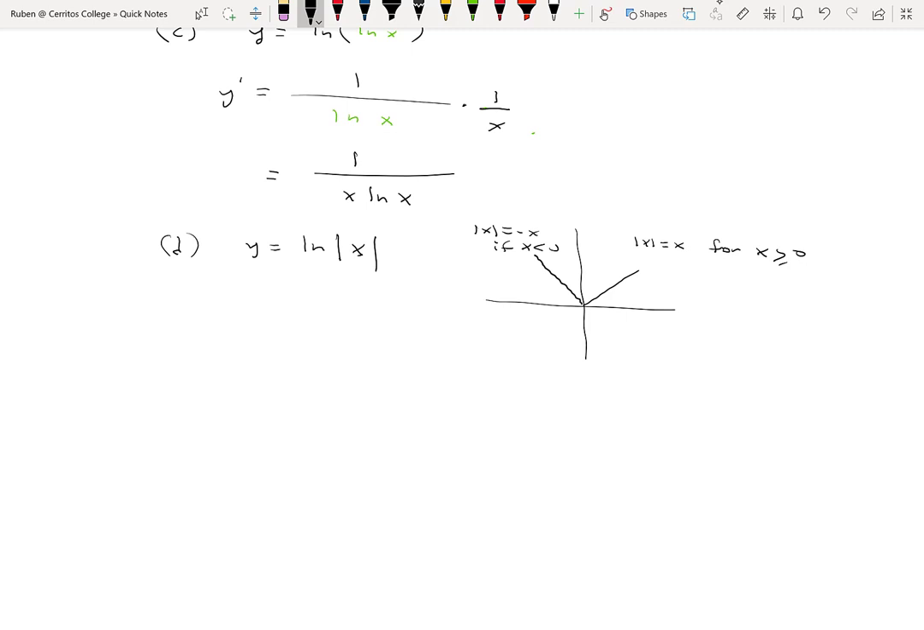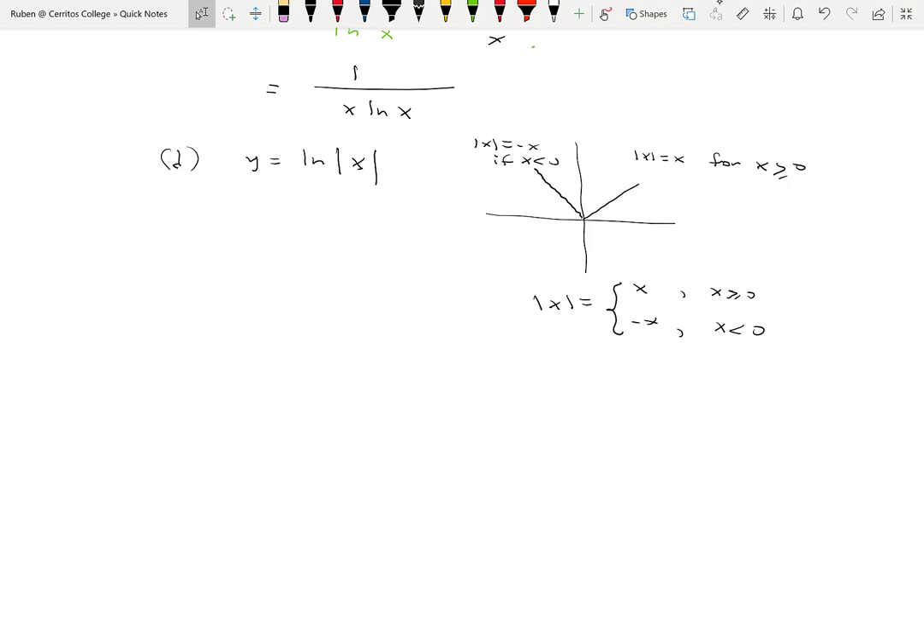Okay. In fact, that's how we state this algebraically. The absolute value of x is a piecewise function. It's x, or it's the opposite of x. It's x if x is greater than or equal to 0. It's the opposite of x if x is less than 0. So let's write an algebraic expression for the natural log of the absolute value of x. How do we do that? Well, we just use the piecewise definition of the absolute value function.